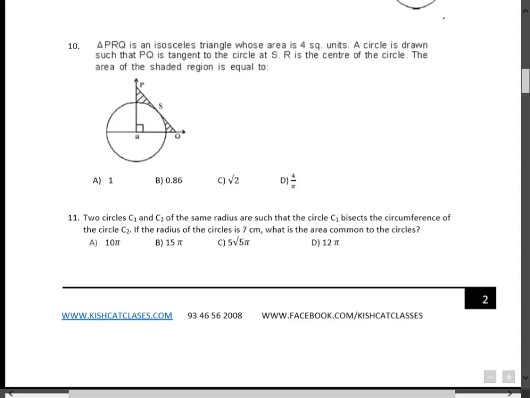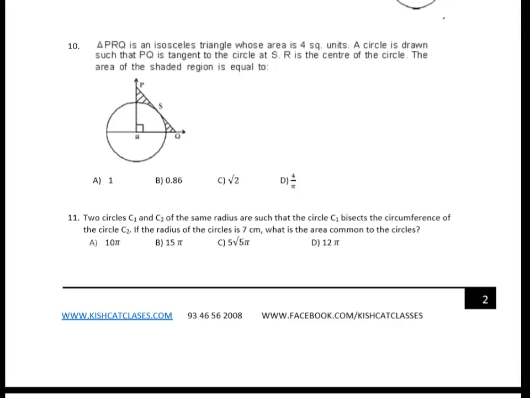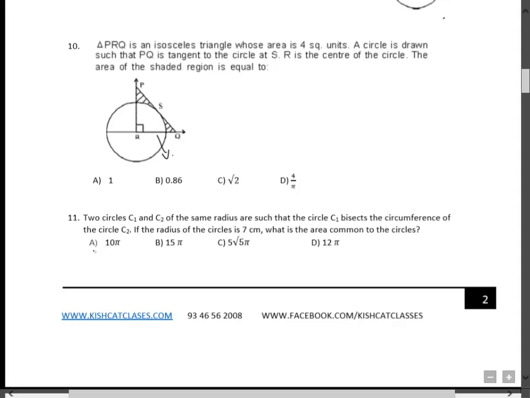In a triangle, PQR is an isosceles triangle with area 4 centimeters. Without reading the remaining information, it is clearly given that the area is 4. RQ and RP are two sides of a right angle triangle where the right angle is at R. So half into RQ into RP equals 4. So you can find that RQ is 2 root 2, so RP is also 2 root 2.